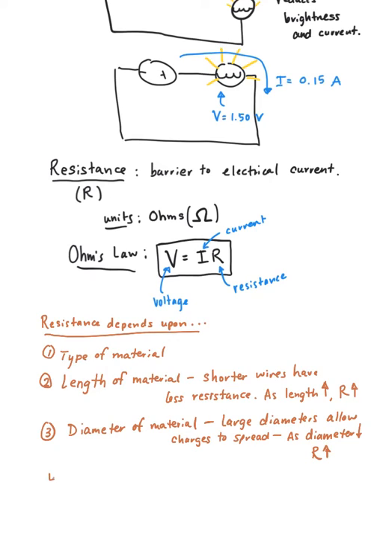And lastly, temperature plays a major role in determining resistance. At high temperatures, things on a very microscopic scale are moving very quickly. We discussed that when we discussed heat and temperature. Microscopic motion is greatest at the highest temperatures. So as temperatures increase, as T goes up, microscopic motion is maximized.